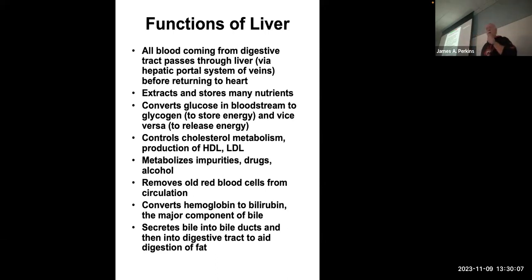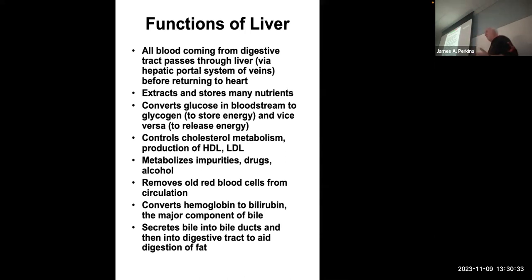And when your body needs glycogen later, there's another process that converts that glycogen back into glucose, and then liver cells dump that glucose back into the bloodstream. But it's the liver that's absorbing glucose, converting it to glycogen, and storing it until you need it. And then it's also the liver that breaks the glycogen down and releases it into the bloodstream.